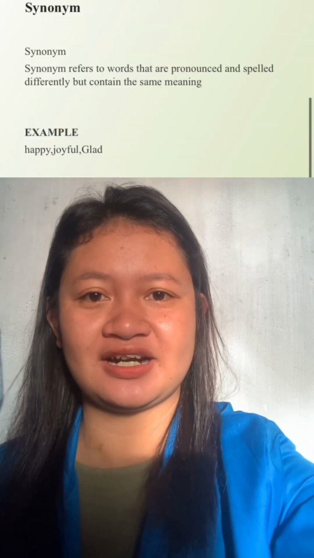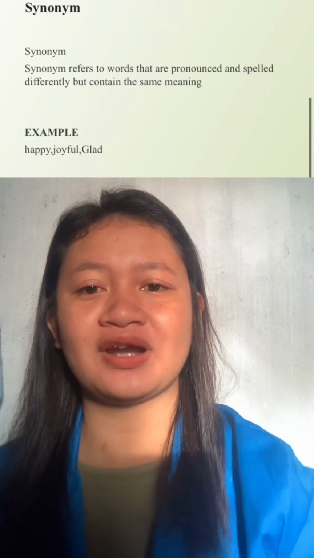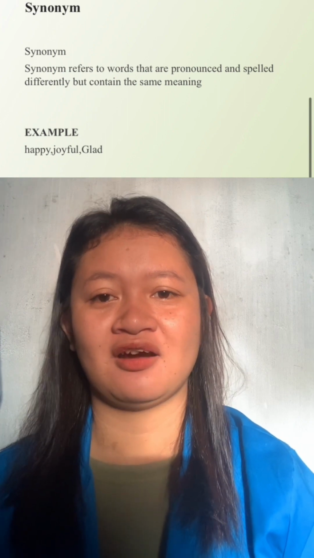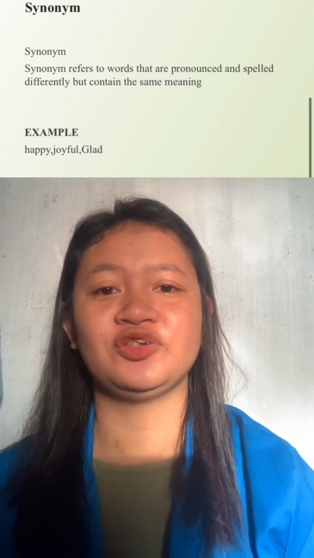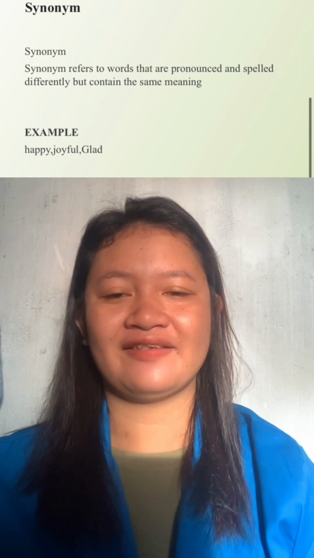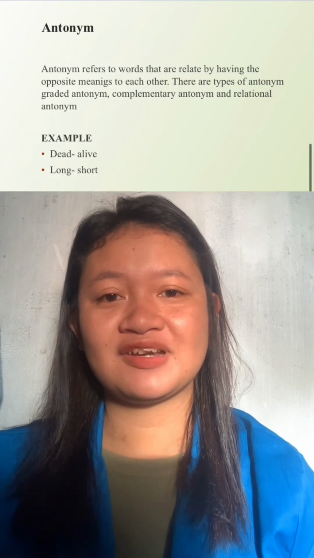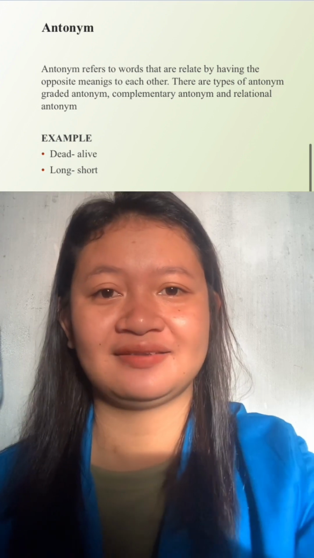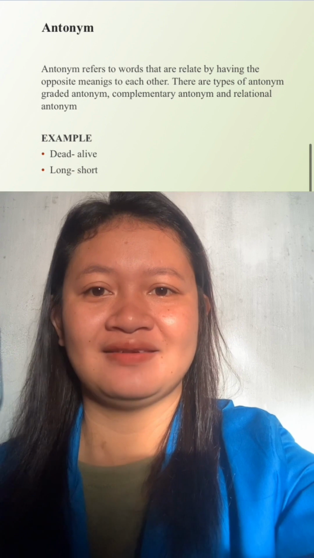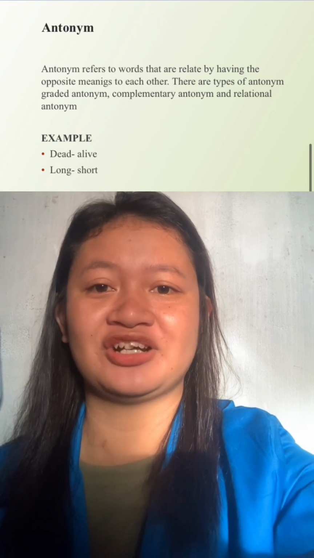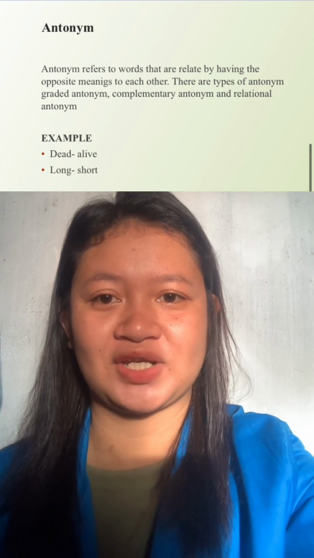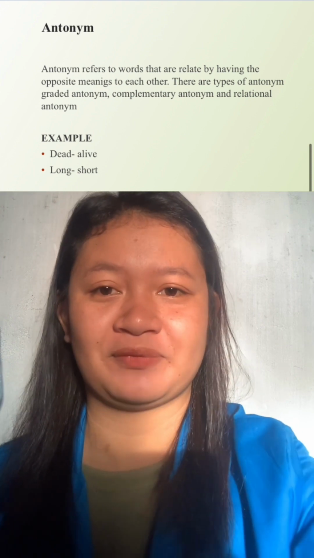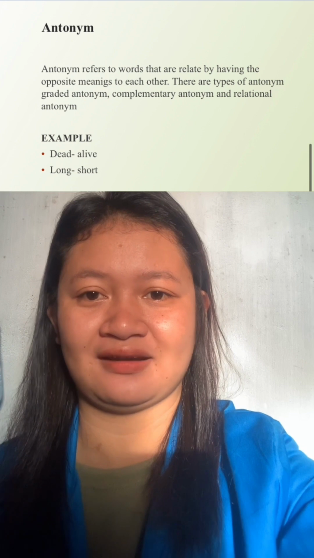Synonyms refer to words that are pronounced and spelled differently but contain the same meaning. For example, happy, joyful, and glad. The next is antonym. Antonyms refer to words that are related by having opposite meanings to each other. There are types of antonym: graded antonym, complementary antonym, and relational antonym. For example, long, short, dead, alive.